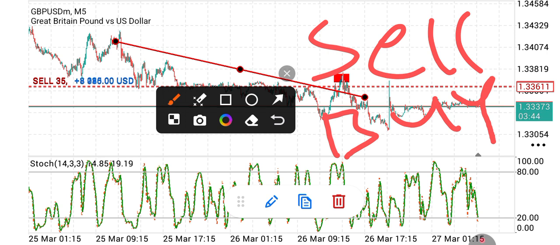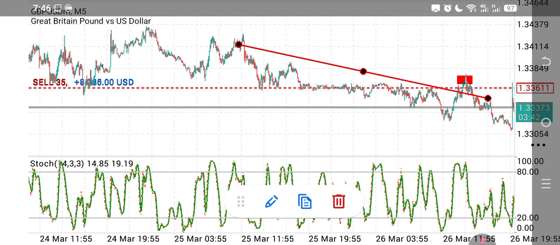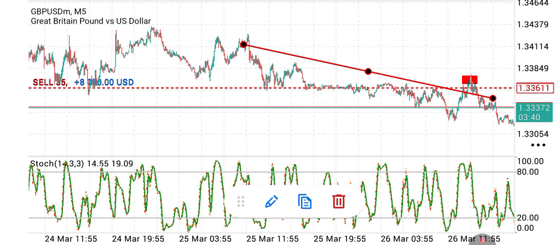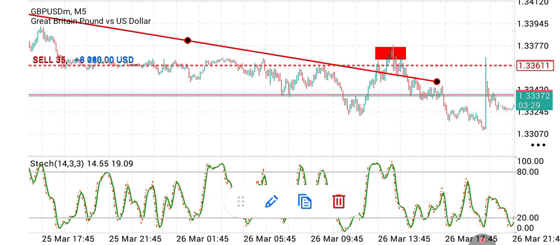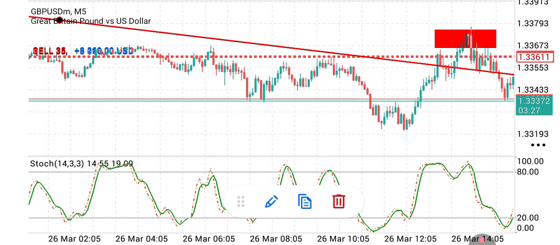Seeing fully that the overall market trend is a downtrend, I don't have any other option than to continue going for sell signals from my indicator. So after confirming these two things, let me show you another example.